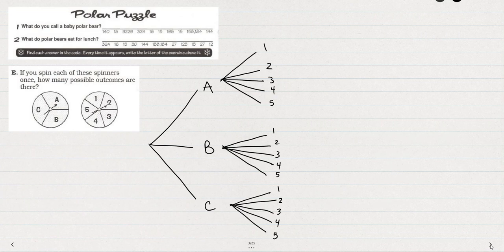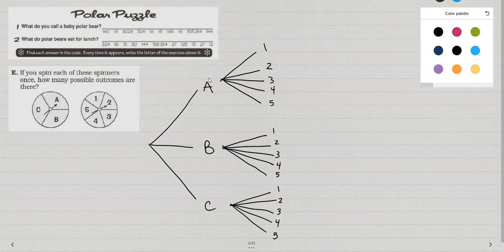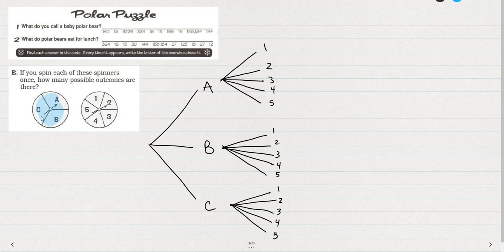Let's start with number 1. If you spin each of these spinners once, how many possible outcomes are there? I've created a tree diagram, and you can see this tree diagram in our section 11.4. And notice that the first spinner has an A, B, and C. Let me turn on a highlighter here so I can show you. Our first spinner has the A, B, and C. So the first branch of our tree diagram goes to A, B, and C.